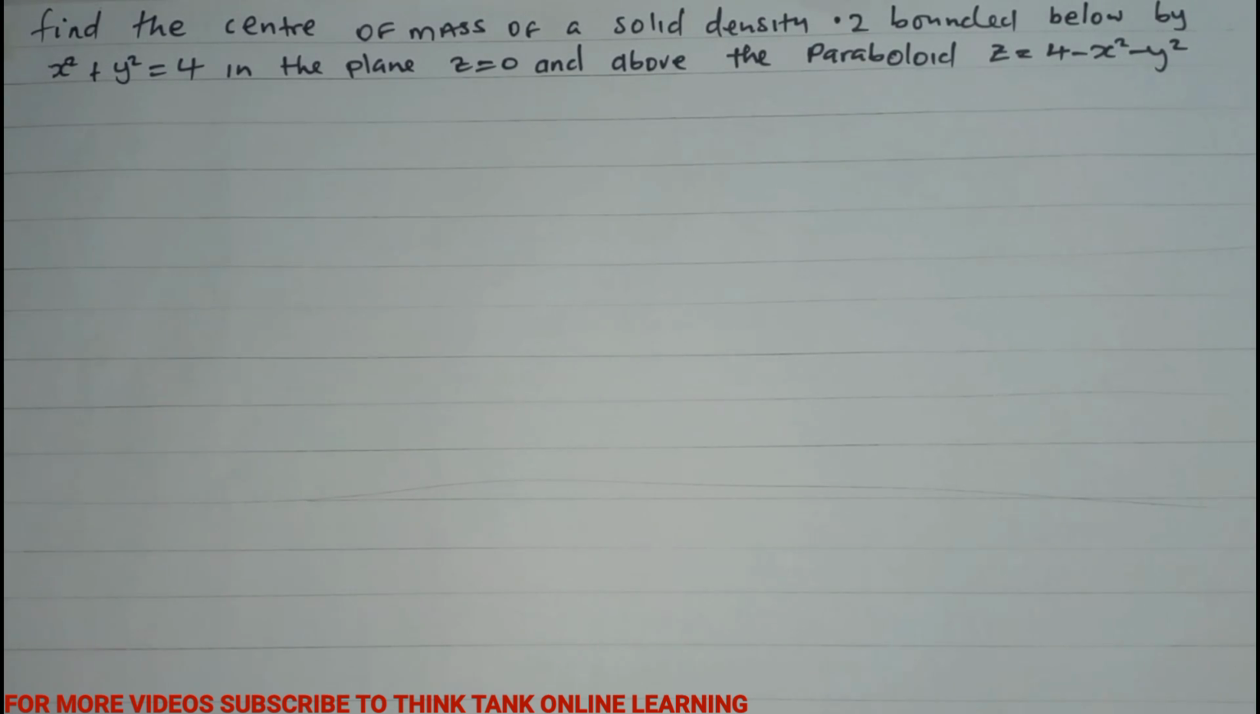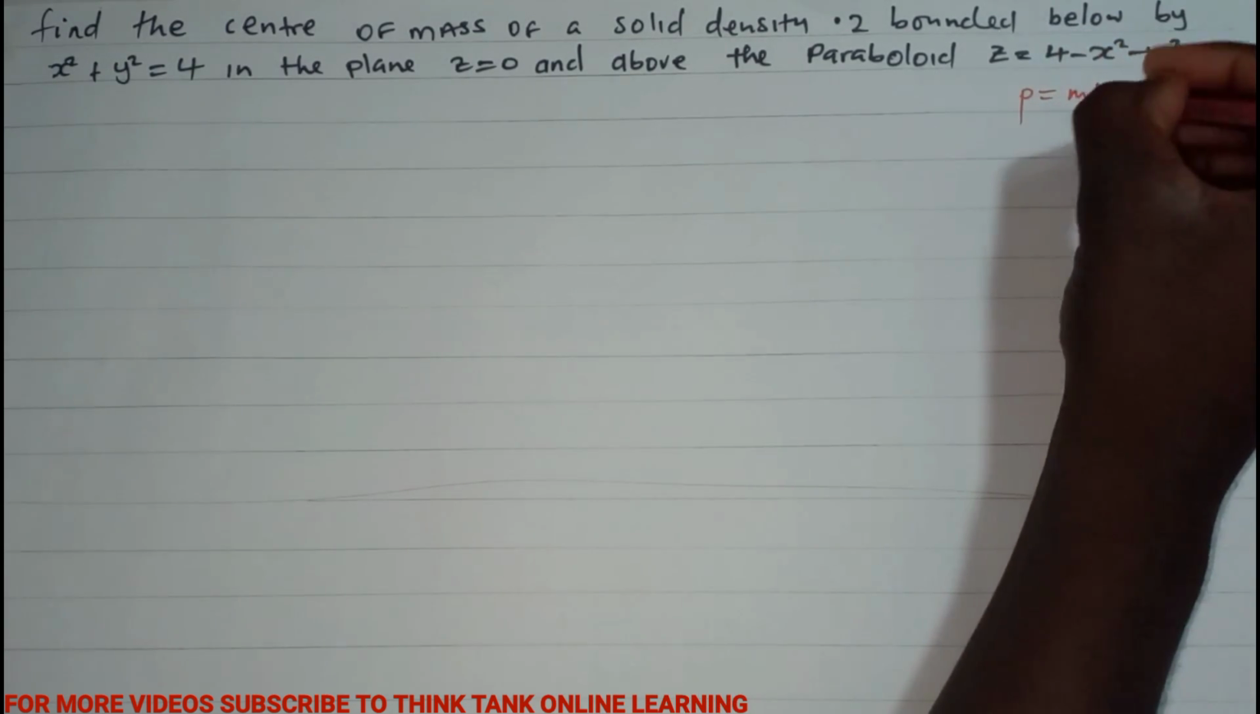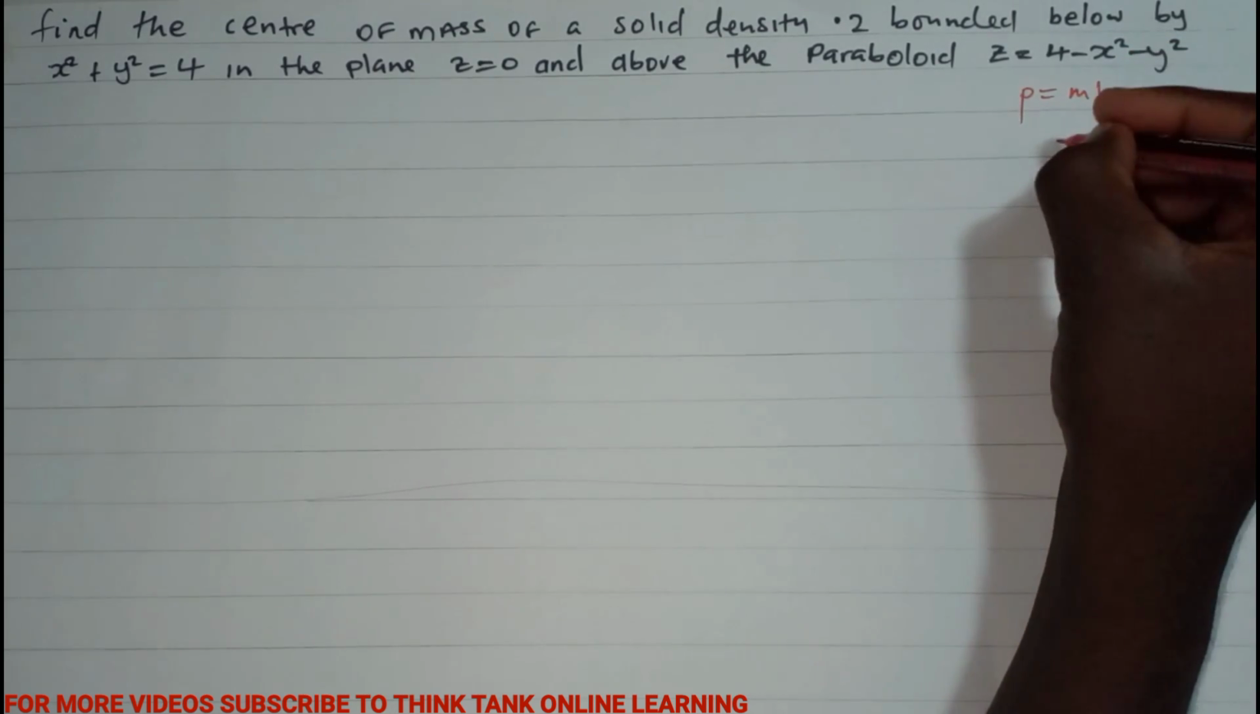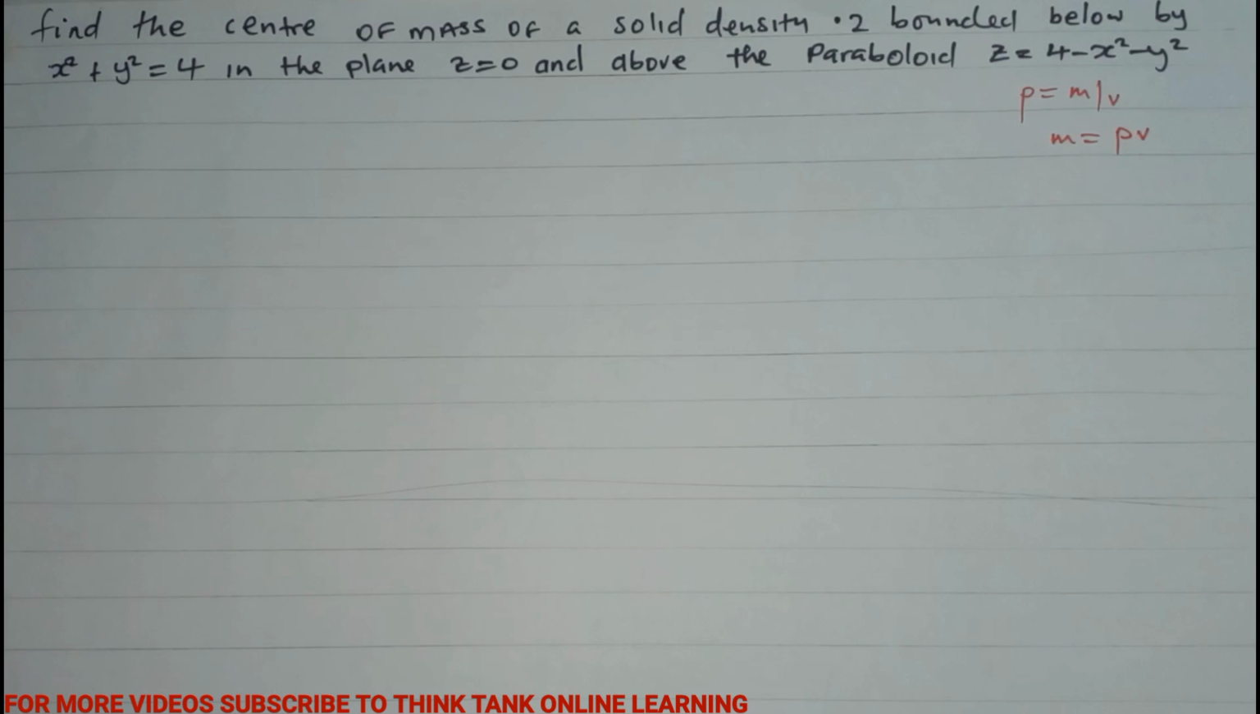So what we're going to use, we know from physics that density is equal to mass over volume. So if you want to find mass, we're going to say mass equals density times volume. So that is what we're going to do. I'm going to use cylindrical coordinates. If you're not familiar with cylindrical coordinates, I have a 1-hour video that explains how to use spherical and cylindrical coordinates. So I think you should watch that.